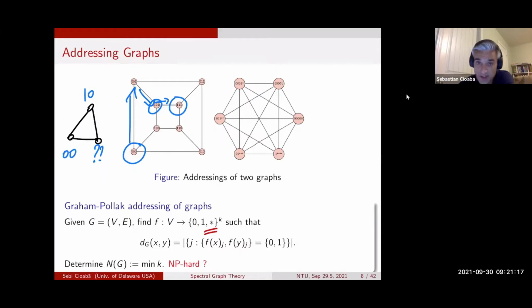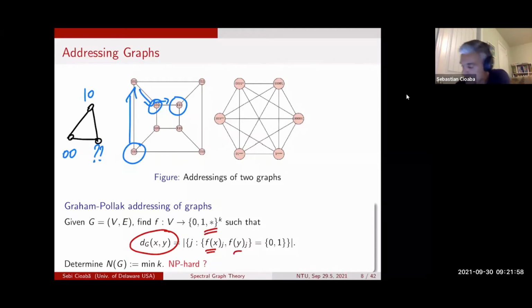there exists such a function f from the vertex set. So you can label the vertices with words over the alphabet 0, 1, star of the same length k, for some sufficiently large k, that's an important issue, such that the distance in the graph, so this is d_G of x, y, the length of a shortest path between x and y in the graph, equals the number of positions j in which the label of one vertex has a 0 and the label of the other vertex has a 1, and vice versa.